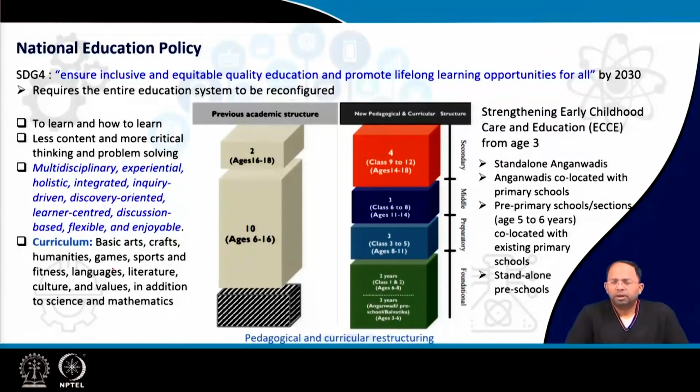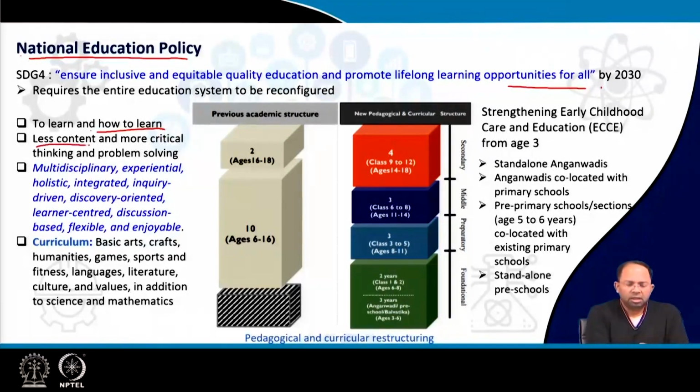Finally, we come down to the national education policy. This is a recent introduction by the government based on SDG 4, which talks about inclusive, equitable, quality education and lifelong learning opportunities. To achieve this particular goal, the government has to revamp the entire educational system, and accordingly, the government has come up with the national education policy in the year 2020. And the idea is to make sure that people can not only learn but also know how to learn, so that they can continue learning even after their formal education.